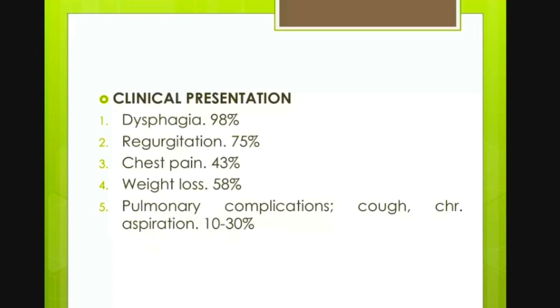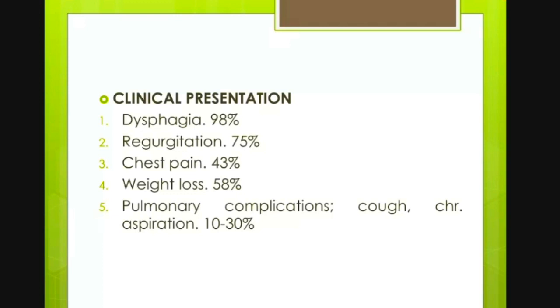It will be dysphagia in 98%, regurgitation in 75%. Don't forget to differentiate between two terms, vomiting and regurgitation. Regurgitation means material in the esophagus is expelled. Vomiting means the content of the stomach is spilled out. You should differentiate between regurgitation and vomiting. Besides that, there is chest pain in 43%, and weight loss in about 58%.